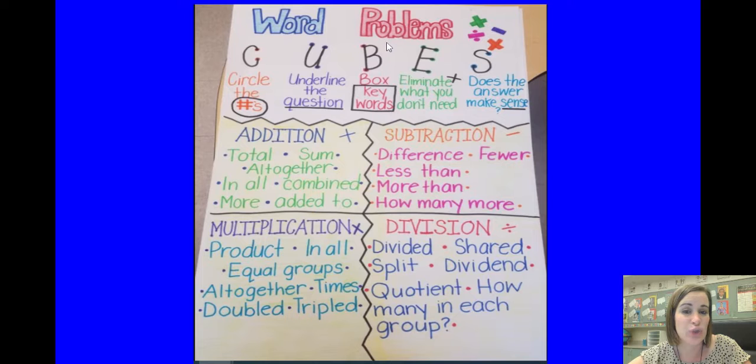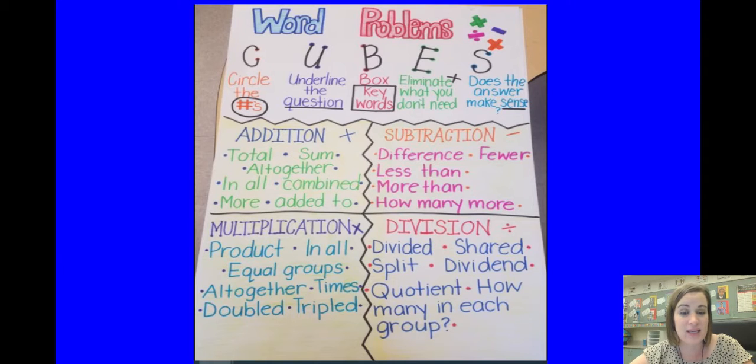The next letter in CUBES is B, which stands for box the key words. Often in story problems, there will be words that are clues to help you decide what you're going to need to do, whether that be adding, subtracting, multiplying, or dividing. For example, if we were adding, some of the addition words that we might box would be total, sum, altogether, in all, combined, more, add to. All those words would mean that we would be adding in the word problem.